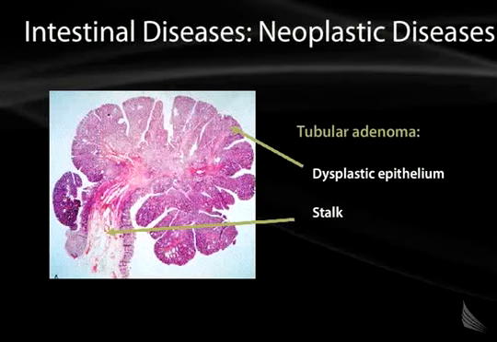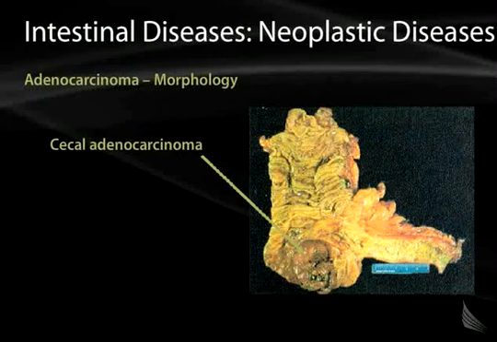Here's a picture of a tubular adenoma with a stalk. Notice the dysplastic adenomatous tissue. Here's a picture of cecal adenocarcinoma. Notice at the bottom left corner you have this fungating mass present in the cecum.